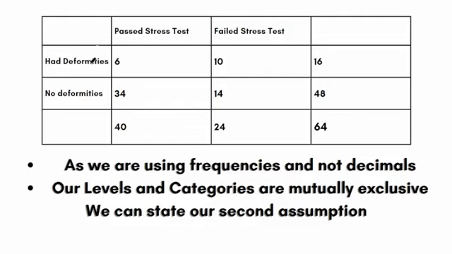Next up, we're going to be using this graph, and because this chart is only using frequencies and not decimals, and the levels and categories are mutually exclusive to each other, we could say that is our second assumption.